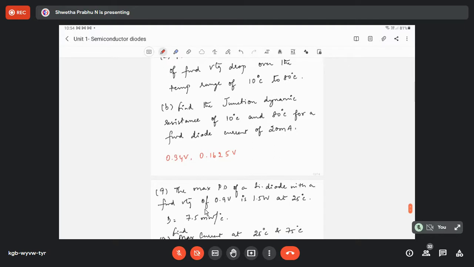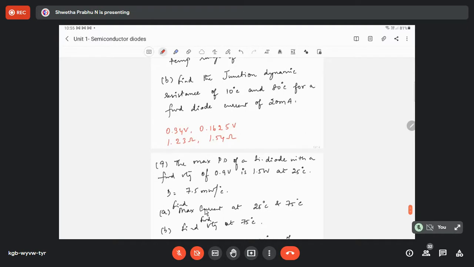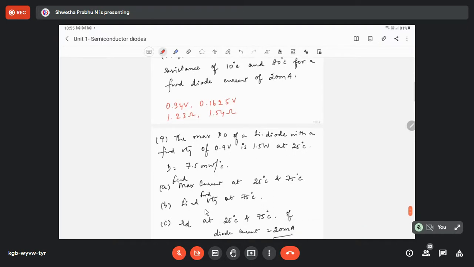And next, coming to the dynamic resistance, what did you get? 1.226 ohms, 1.23 ohms, 1.52 ohms. Yes, ma'am. Okay, that is fine. 1.6 I got. Is that fine? Okay, that's okay, no problem.